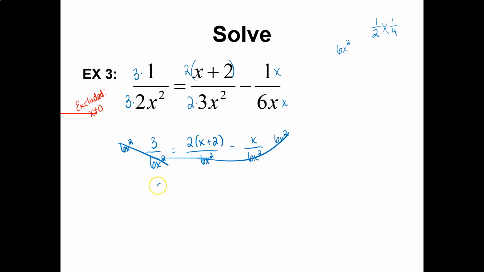So we're going to have 3 equals, I'm going to go ahead and distribute this 2 now, 2x plus 4 minus x. And then 2x minus x is just x plus 4, and we will subtract that 4 there. Negative 1 equals x. Negative 1 is not an excluded value, so it is fine. Okay, questions?